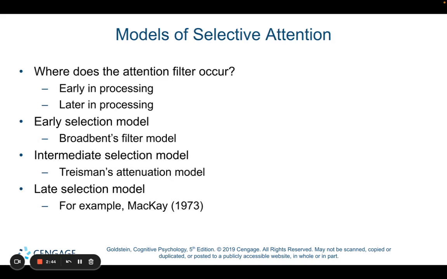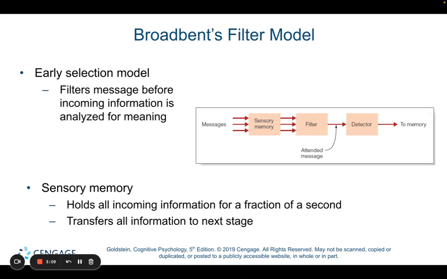When we think about selective attention, there are a lot of different models, and lots of research that's been done in this area. First, we have the early selection model, which was Broadbent's filter model. We have an intermediate selection model, which was Treisman's attenuation model. And then we have a late selection model, which was by McKay in 1973. We're going to talk about all three of these models in detail, starting with Broadbent's filter model.